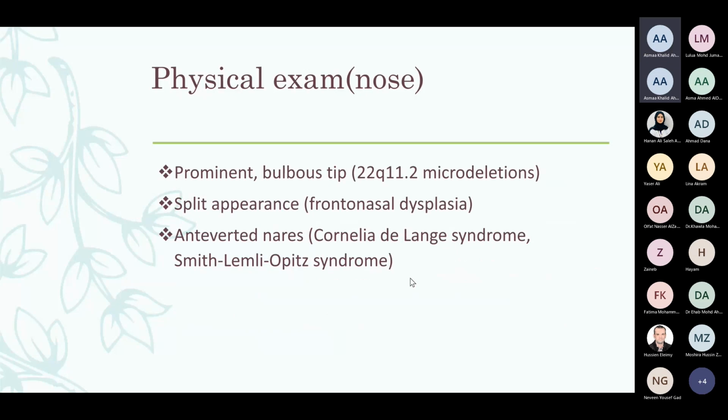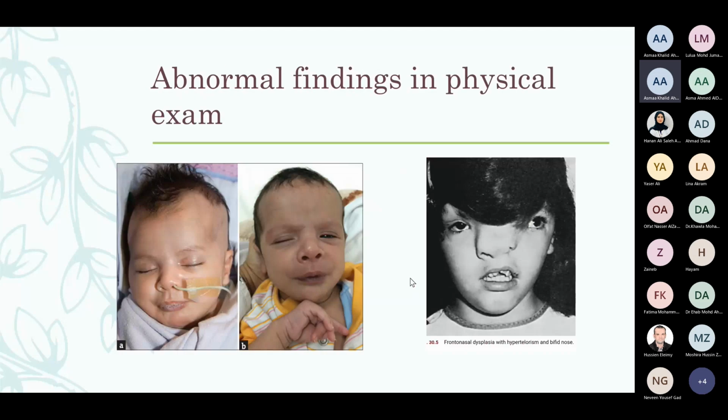You can see that the nose sometimes will be prominent or bulbous, like in 22 microdeletion. You might have a split appearance in frontonasal dysplasia, antiverted like in Cornelia de Lange, as Smith-Lemli. This is something like frontonasal dysplasia. You see this, there is a bifid nose. Okay.